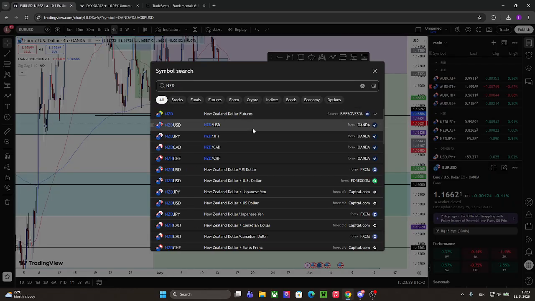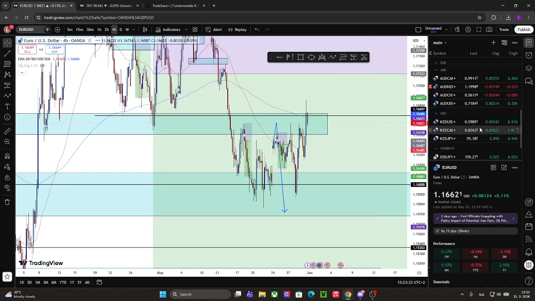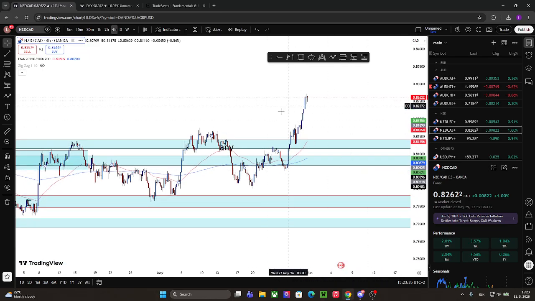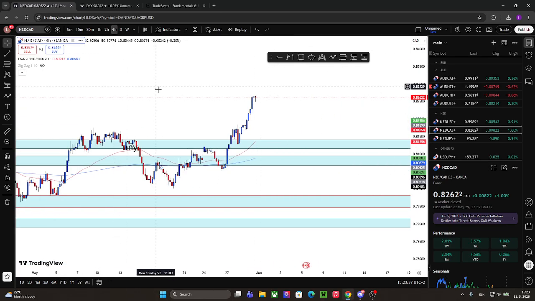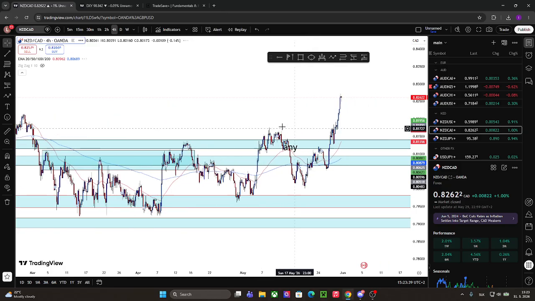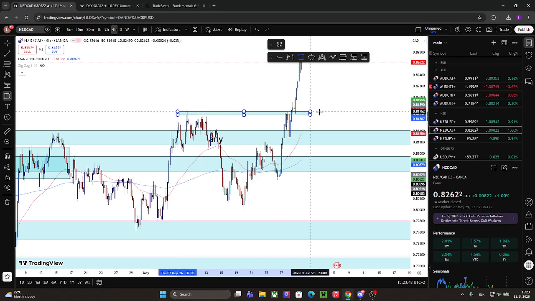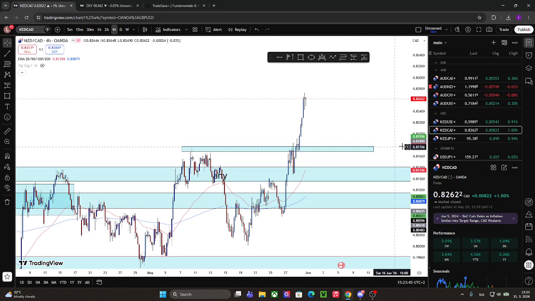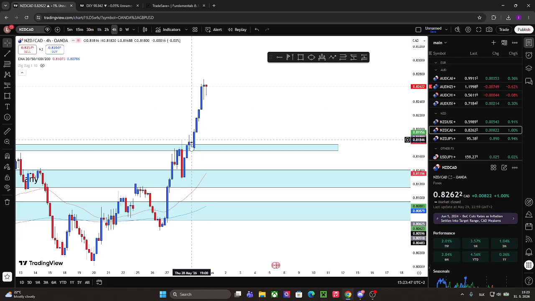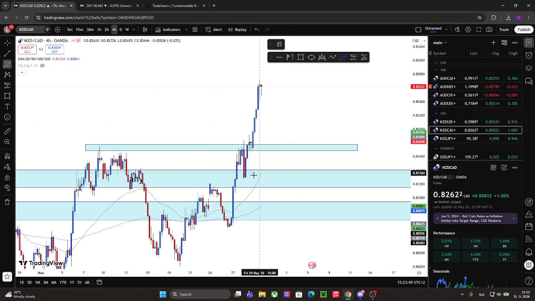I'm overlooking the NZD pairs because I'm bullish on NZD. We can go maybe NZDCAD. That thing took off. Any bit of retracement, I like this resistance right here, maybe if we came down. It does look really nice right here.